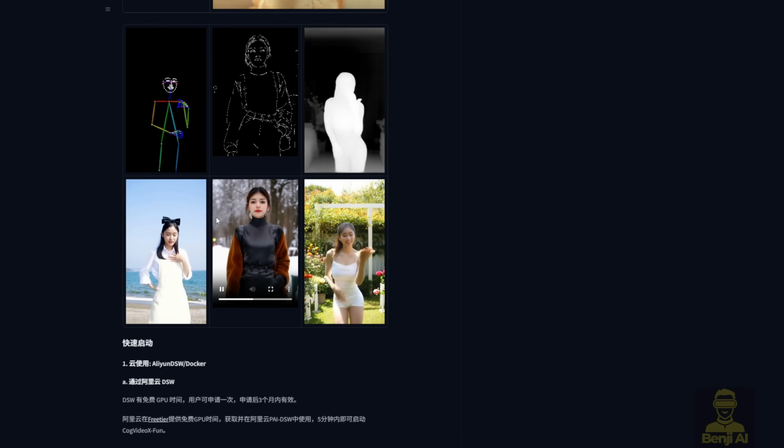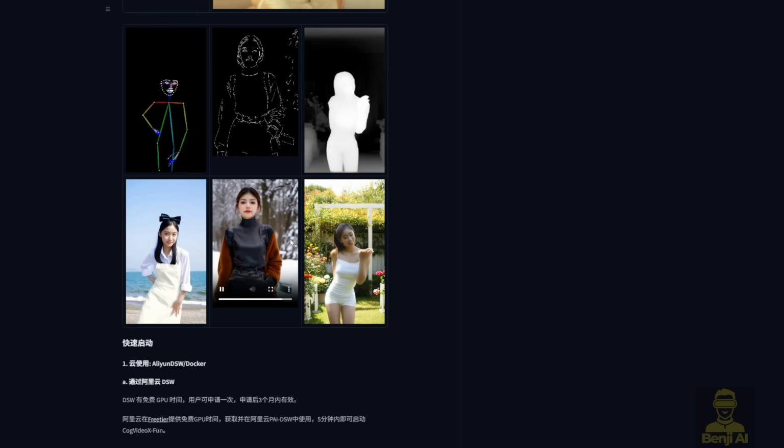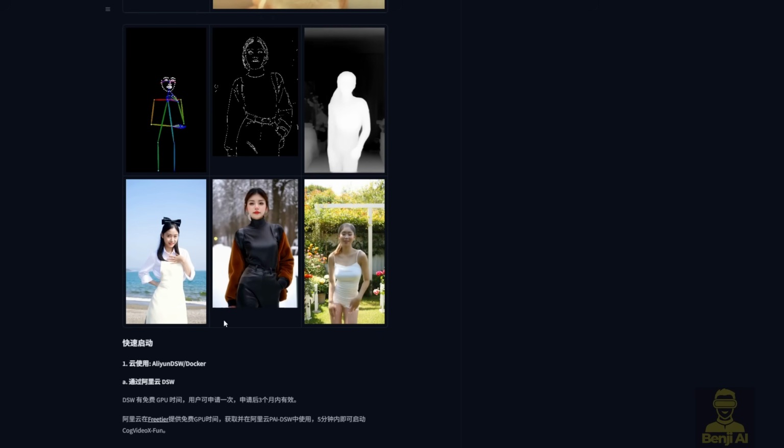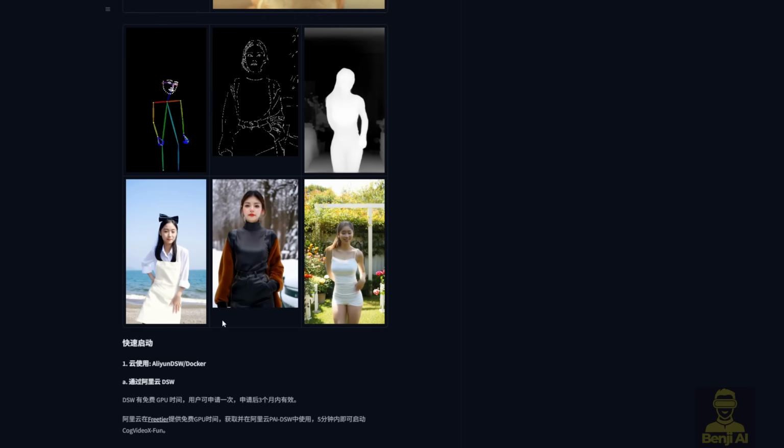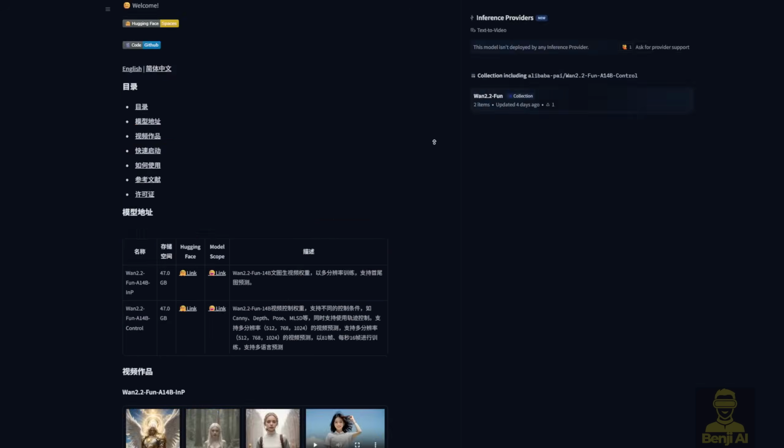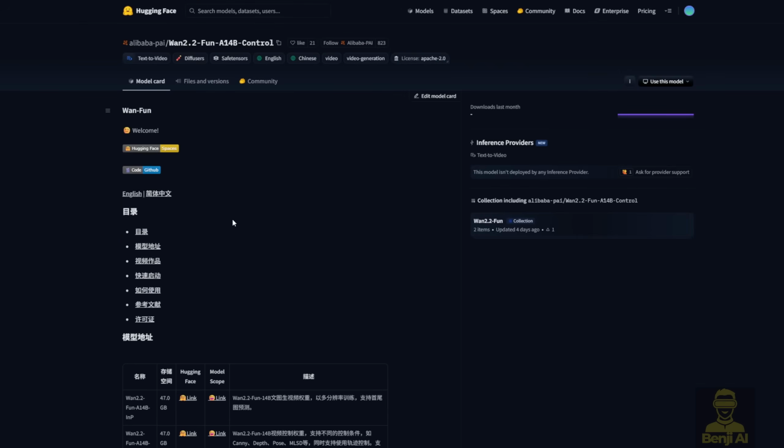Now, I'll be honest, it's not top-tier quality. And I think that's because, from what I can tell, this is mostly experimental stuff from Alibaba Pal. These are basically preview models for what's coming later, so this is just a sneak peek at what Wan 2.2 could do in the future.